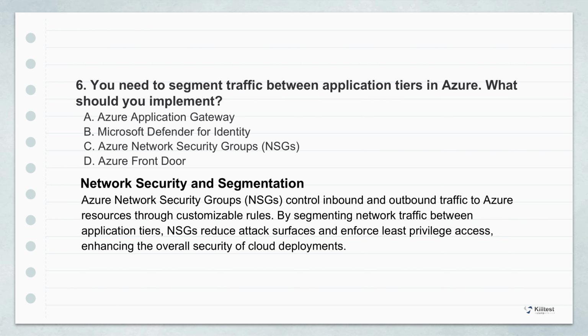Okay, let's talk network architecture now. Inside Azure, if you need to segment traffic between different application tiers, maybe isolate your web servers from your back-end databases, what's the best way to do that? For segmenting traffic within Azure, between tiers like that, you'd implement Azure Network Security Groups, NSGs. NSGs, network security groups. Yep.